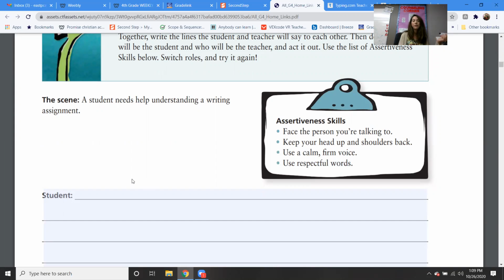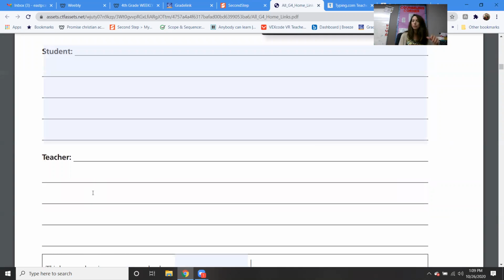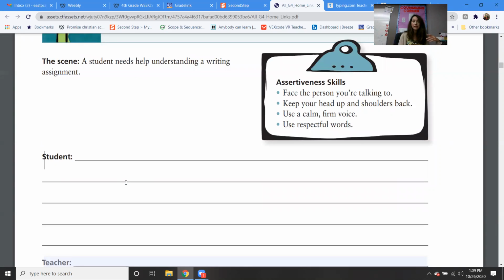Okay, so you will fill this out. So it's like you're just kind of writing a movie script for a student needs help understanding a writing assignment. And you're having them ask assertively, and then you're having the teacher respond, right? And so it's just a good practice. And if you want to even get somebody at home, you can act it out with them, and that will help you.